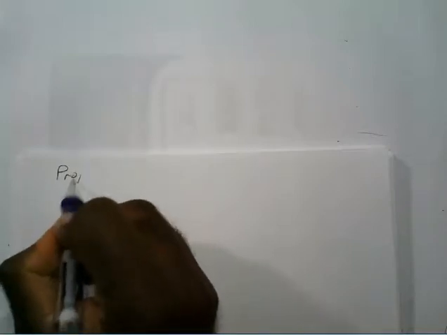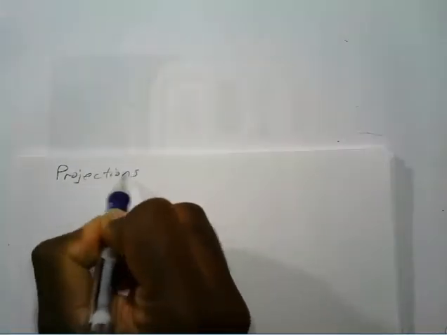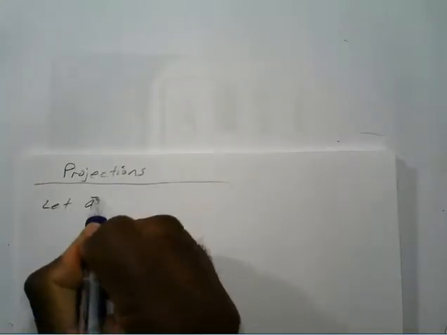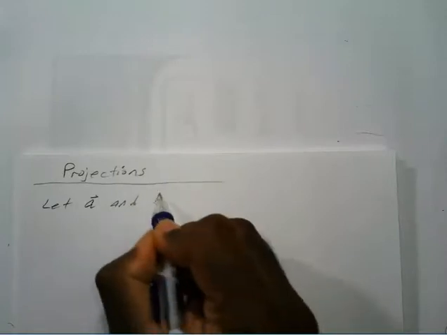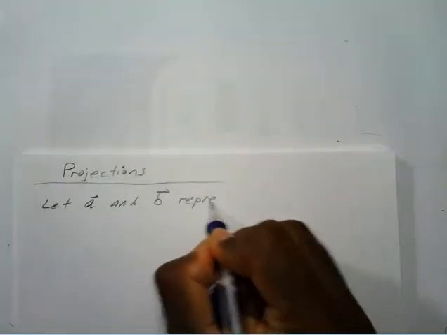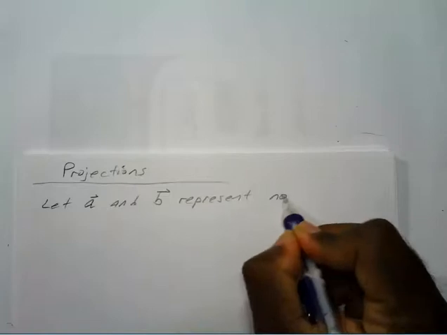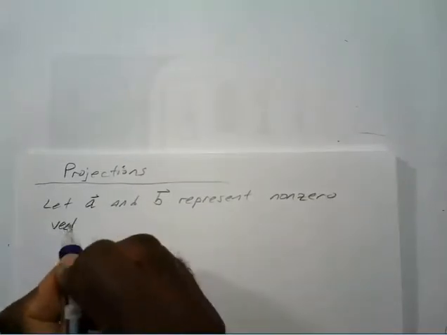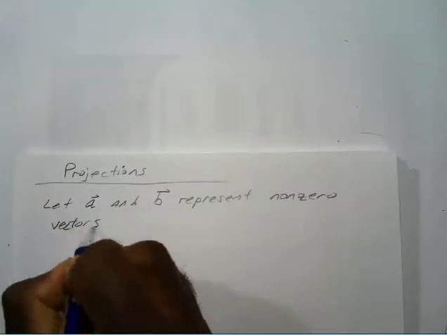All right, so let's say we start on projections. Okay, so for our projections, what if we let A and B represent non-zero vectors? Uh-oh. There we go.